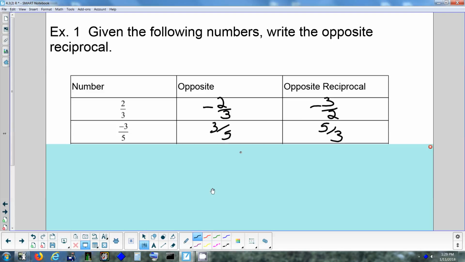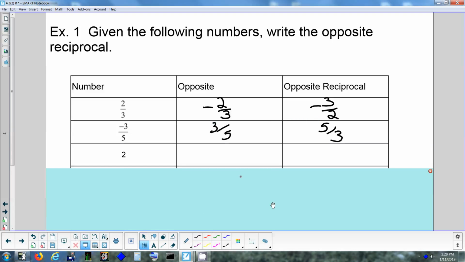All right. We'll go down. 2. That's what we talked about. Now we got a whole number, right? I'm not at the reciprocal part yet. I just want to know the opposite. The opposite would be negative 2. Very good. Now, this is where it gets a little bit tricky. What's the opposite reciprocal now? Negative 1/2. Remember, if it's a whole number, we just put it over 1.